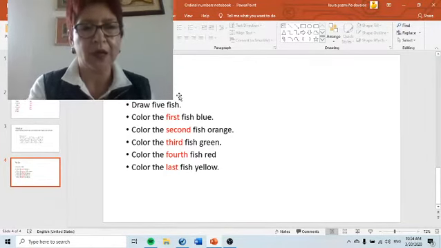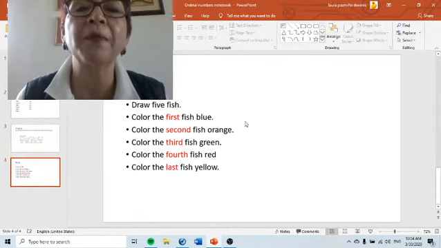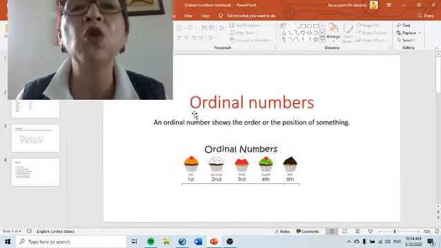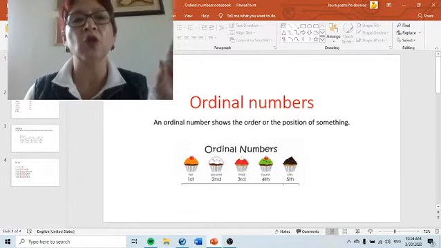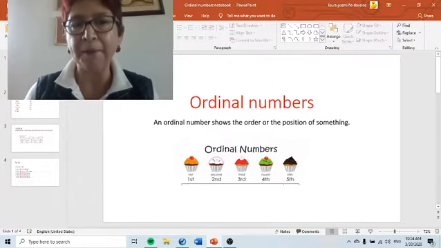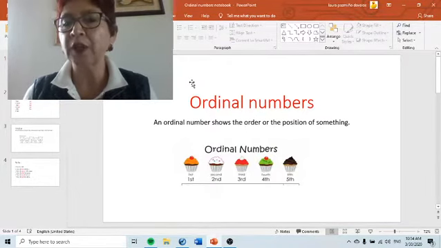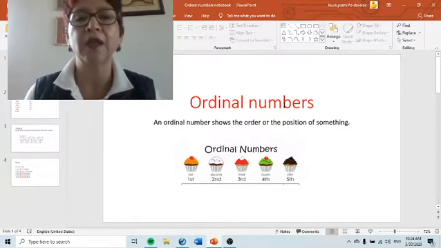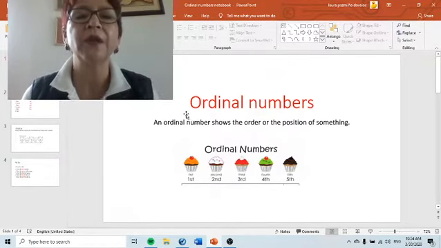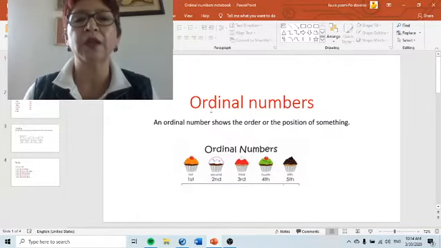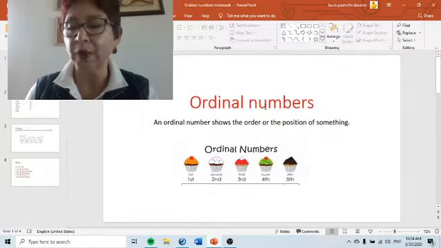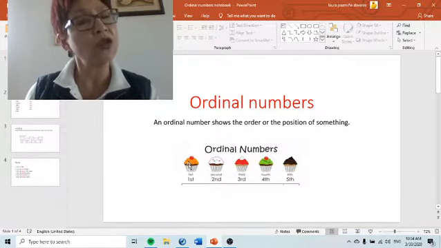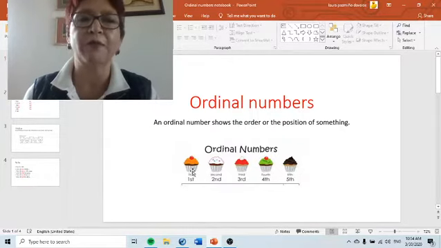I didn't write this down, but you're going to write this information in your notebook. First, you're going to write the date: Monday, March 30, 2020. Then you're going to write the title. On your notebook, you're going to write date and then title. You're going to write this information: an ordinal number shows the order or the position of things. You are going to draw your cupcakes. I think you're going to make beautiful cupcakes.